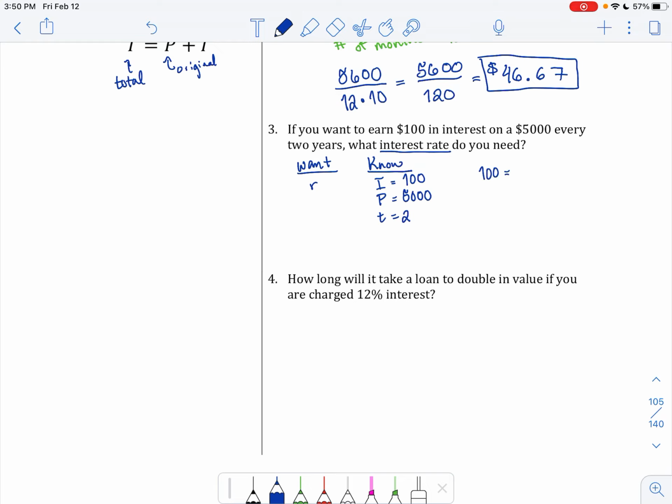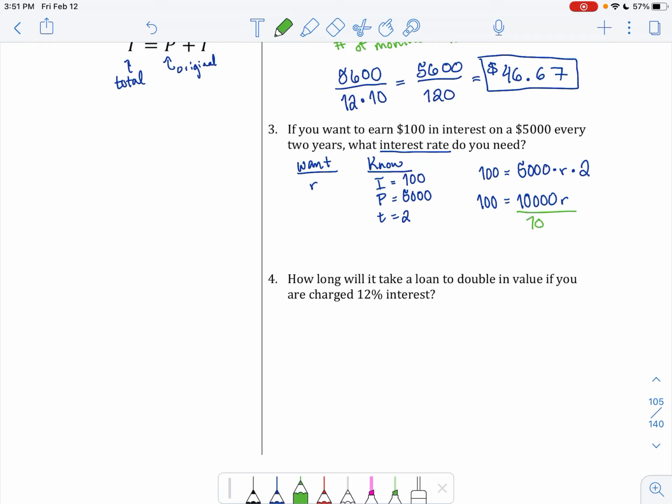I is equal to P, R is my unknown, and T is 2. So we're just plugging in our different variables here. We're still using the same equation. I'm going to simplify the right side here, because 5,000 times R times 2, it's all multiplication. So I'll reorder that and just say 100 is equal to 10,000R, since that's 5,000 times 2.